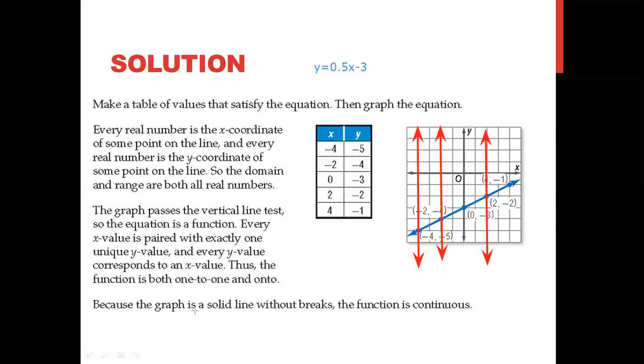Another question: he asked whether this is a continuous or discrete function. Of course, this is a continuous function because this is a solid straight line without any breaks. This is a continuous function.